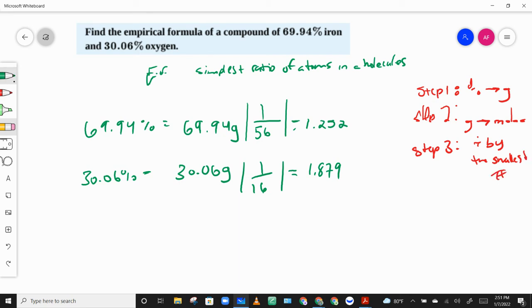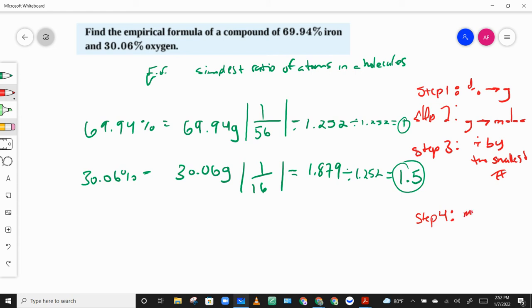So whatever number is the smallest, here it's 1.252, we divide by 1.252 and divide by 1.252. This one gives us 1, and this one gives us 1.5. Now sometimes this is the last step. If these two numbers are whole numbers, then we're done. But if they're not whole numbers, as in this instance, we have to move on to step 4.